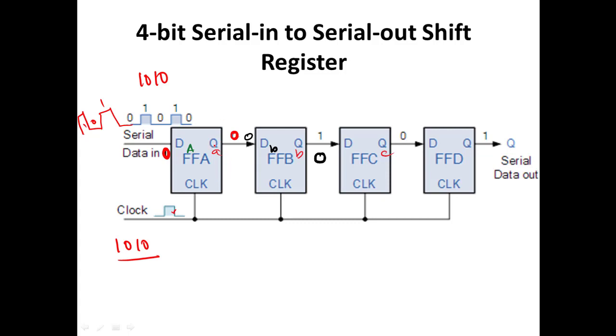And since the output of one flip flop is connected to the input of the other, during your first clock pulse, this 0 will be shifted and 0 will be appearing in your QA. So this is your first clock pulse, this is your second clock pulse. QA is 0 now. During your first clock pulse, your QA is 0.